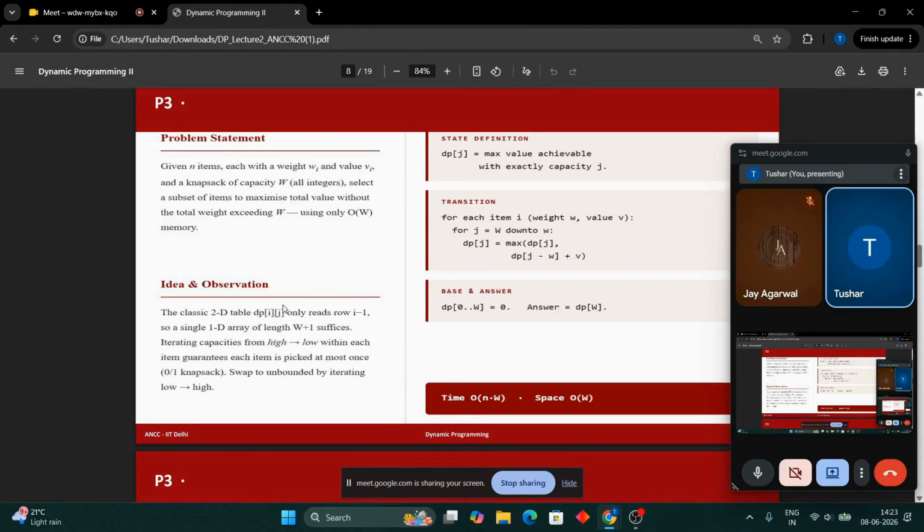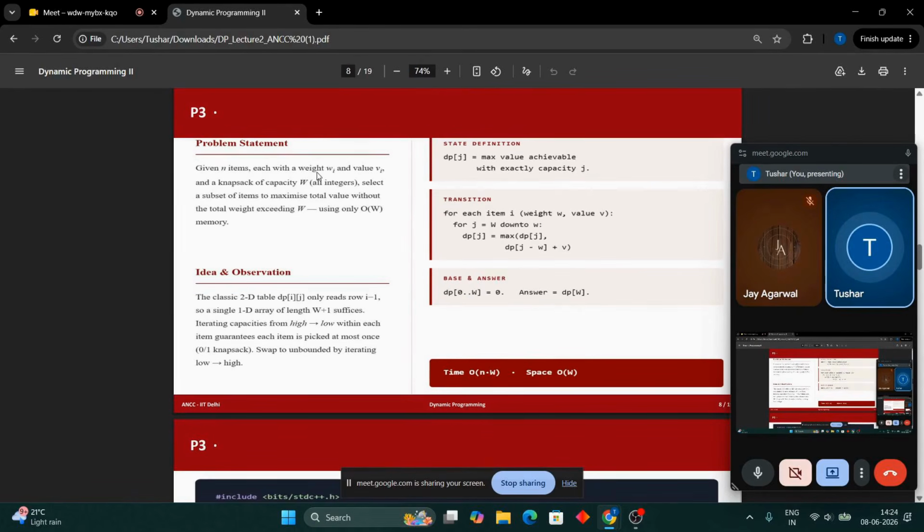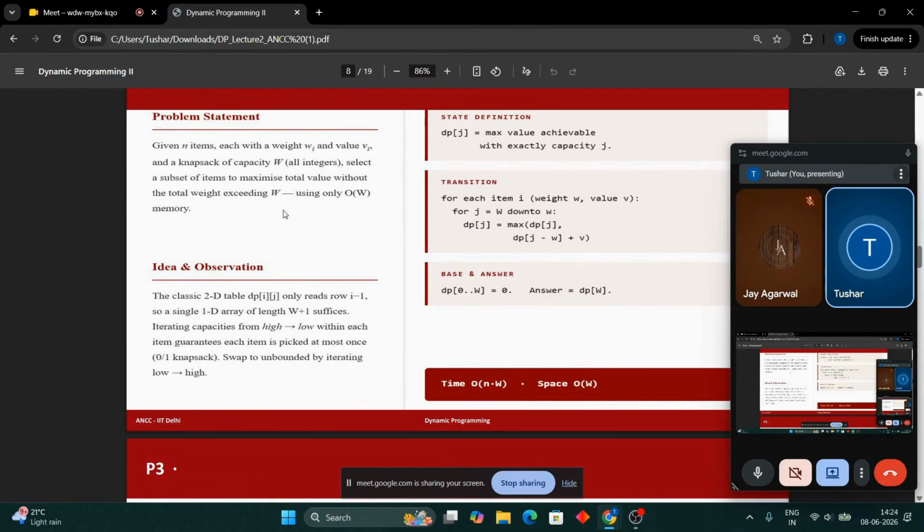And the transition would be that if we have chosen the ith item, then from the first i minus 1 items the weight would be j minus wi. And if we have not chosen the ith item, the weight from the first i minus 1 items would also be j. But here we can do the same optimization: since our dp[i][j] depends only on dp[i-1][something], instead of having a space of big O of N times W, where W is the summation of wi, we can have our space be just big O of W, the summation of wi.